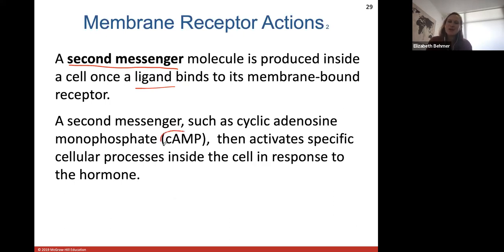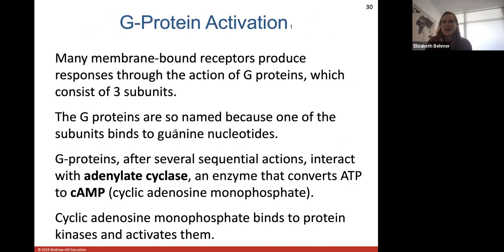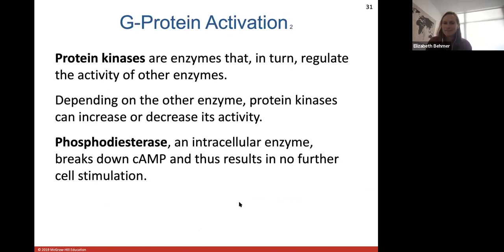And a very important second messenger is called cyclic AMP. It will activate specific cellular processes inside the cell to respond to that hormone that's being bound to it. Many membrane-bound receptors will produce responses to activate G proteins, which consist of subunits because they bind to guanine. That's why they're called G proteins. And after many sequential actions, G proteins will interact with adenylate cyclase, and that will eventually create our cyclic AMP, which is our second messenger that we want in order to bind to proteins to activate them.